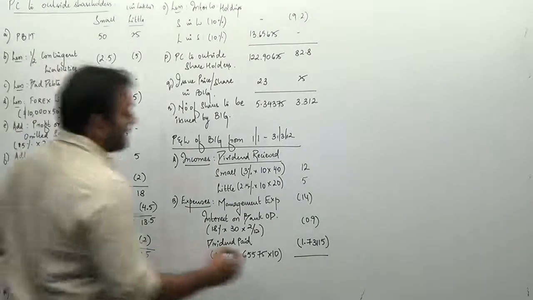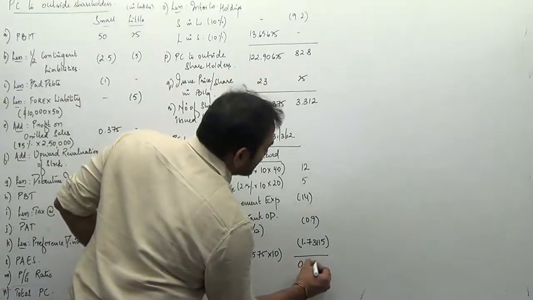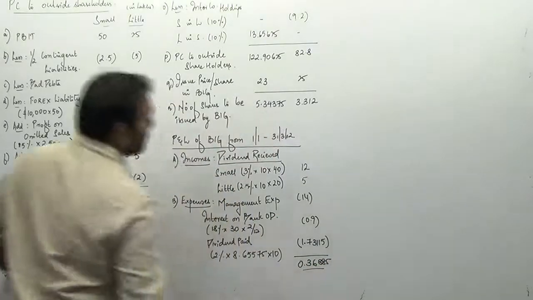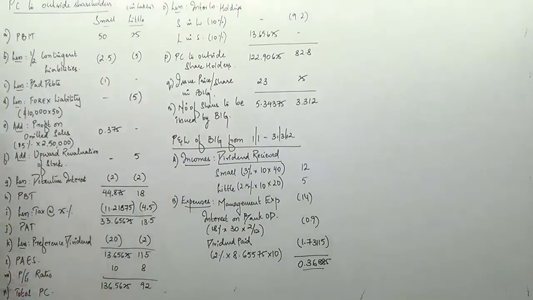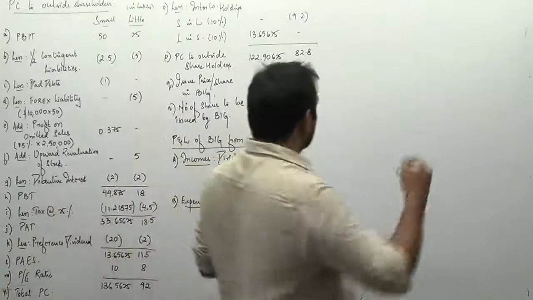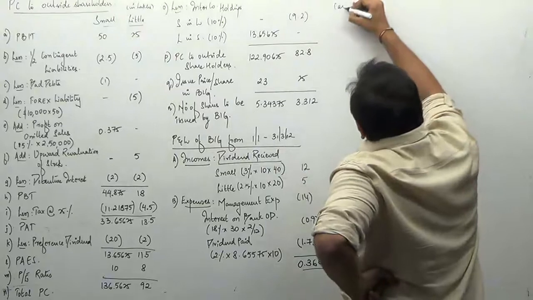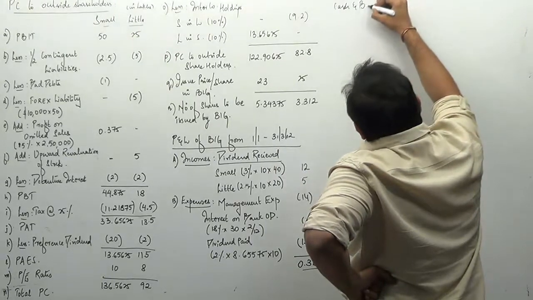Zero point 885. To prepare the balance sheet, we don't know one more information, that is cash. We can take that as balancing figure, but let's try to identify cash balance as well. Because normally when we see balance sheet, it should tally automatically. So let's not take it as a balancing figure. Let's say cash. Take up cash. Cash and bank.